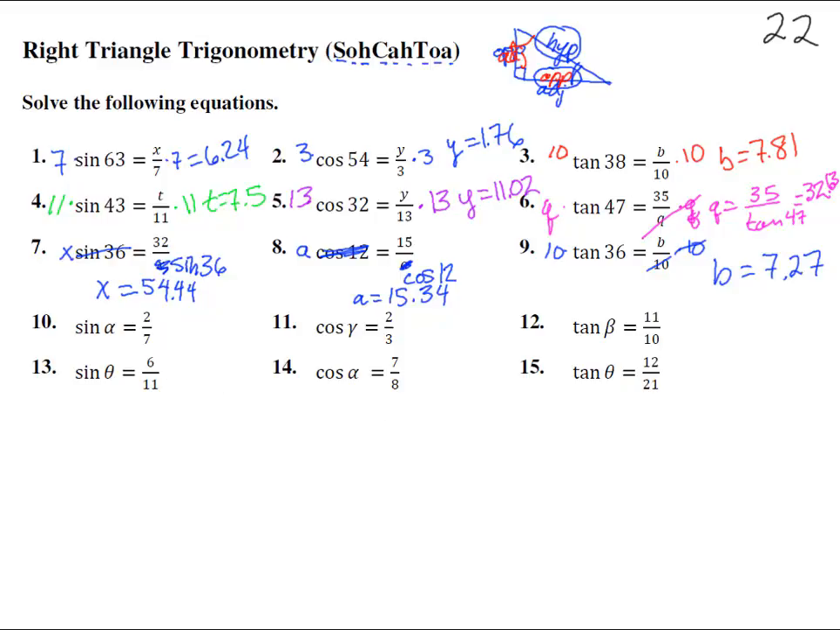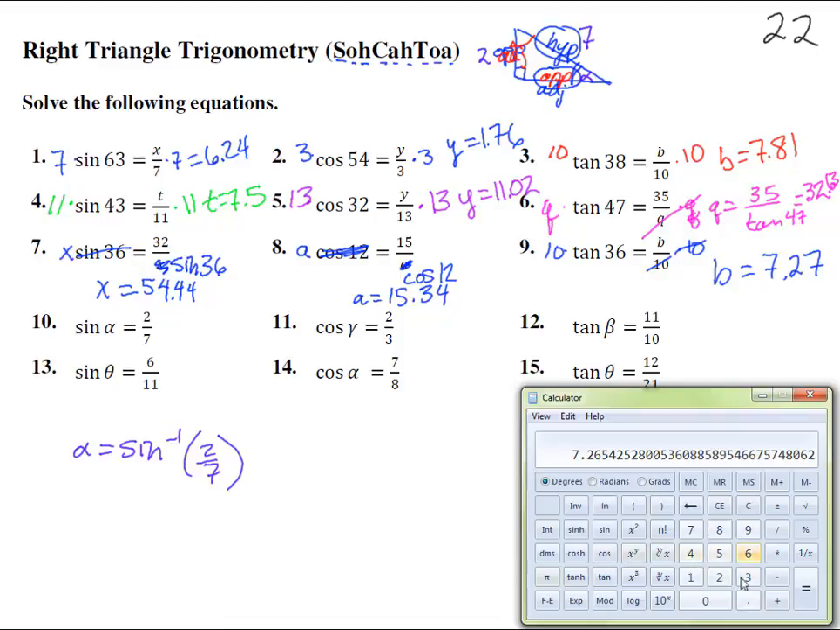So when we get to number 10, sine of an angle alpha equals 2 over 7. So we've got a 2 over a 7, and we've got to find out what the angle is. In this case, alpha is the opposite, so we use sine inverse of 2 over 7. Sine of an angle gives you a number. Sine inverse of a number will give you that angle.